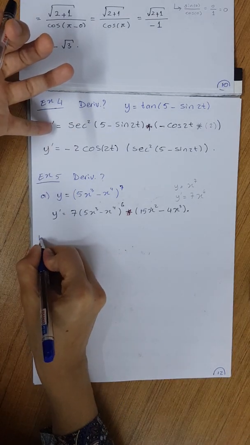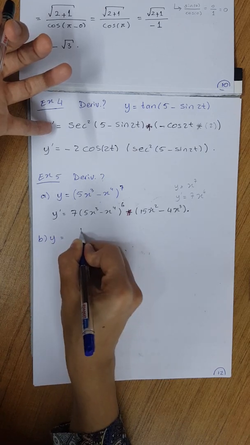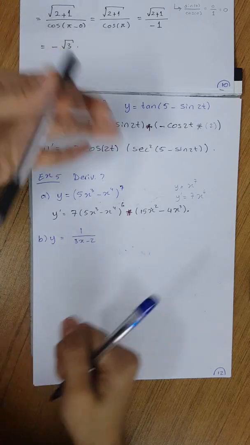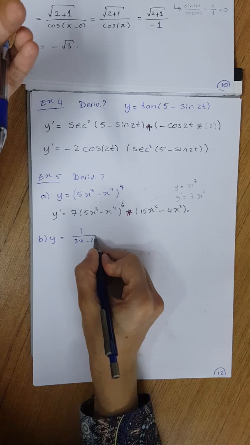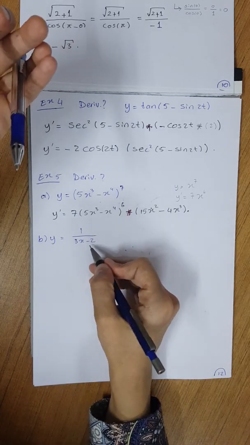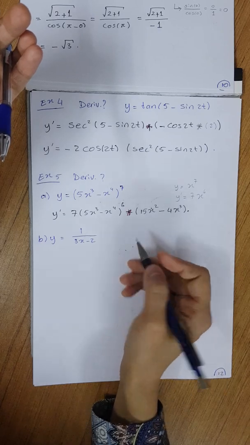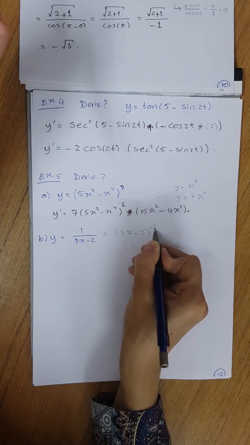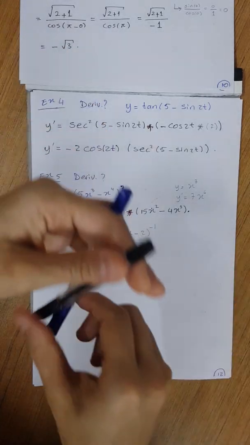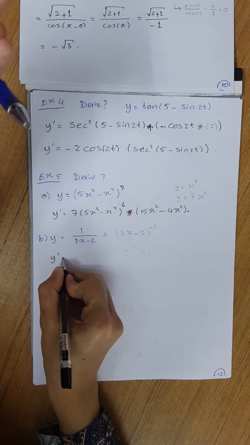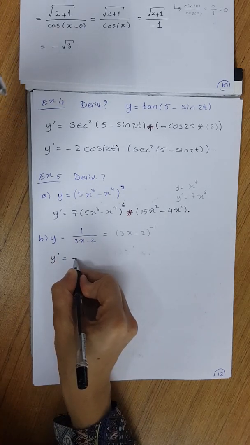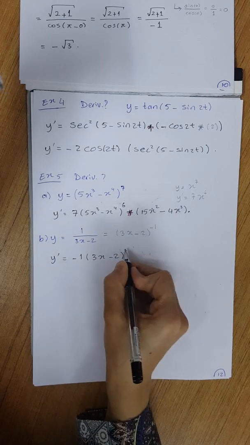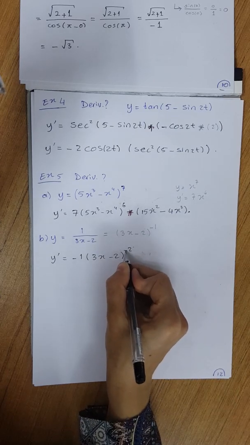Part B, we have got y is equal to 1 over 3x minus 2. I can rearrange this one. Instead of saying this one is the function f, that one is the function g, and using the quotient rule, you can simply change this one to (3x minus 2) to the power of minus 1. That will be simpler and easier to find its derivative. So what is y prime? Y prime is equal to minus 1, because minus 1 comes in front, (3x minus 2) to the power of what? Minus 2. It's decreased by 1.